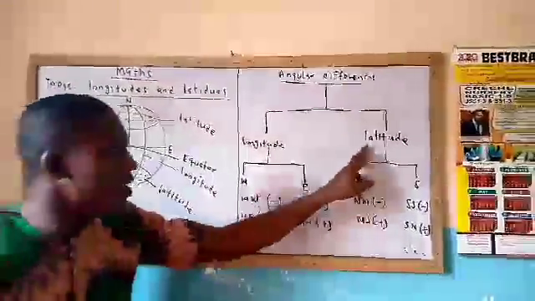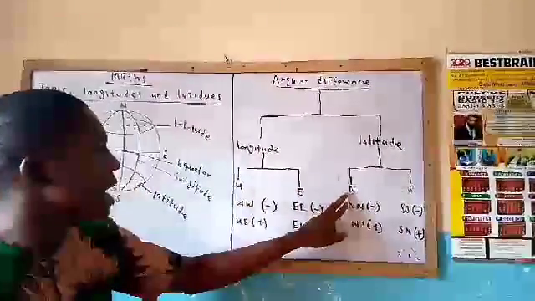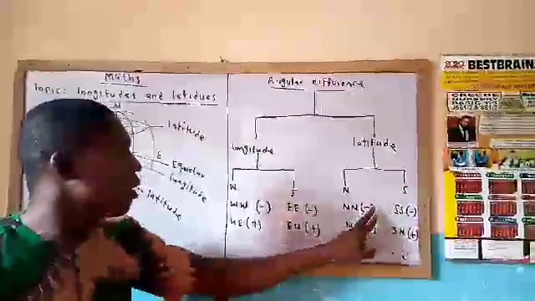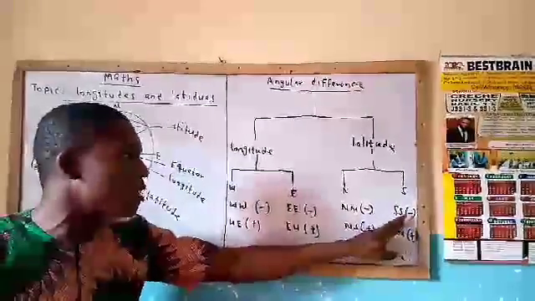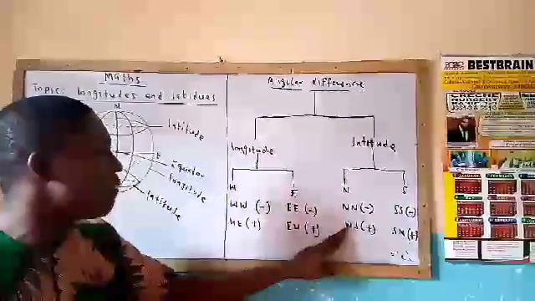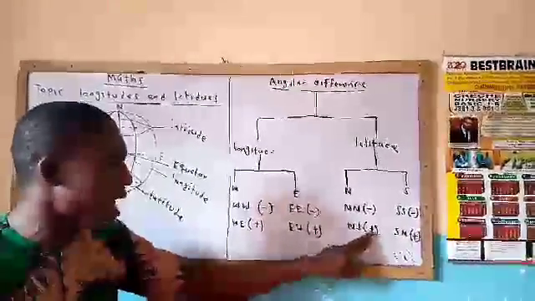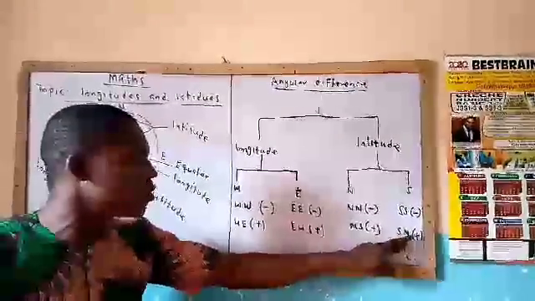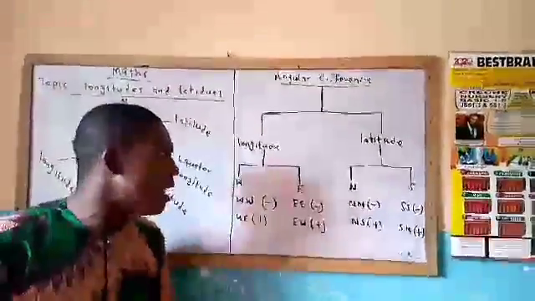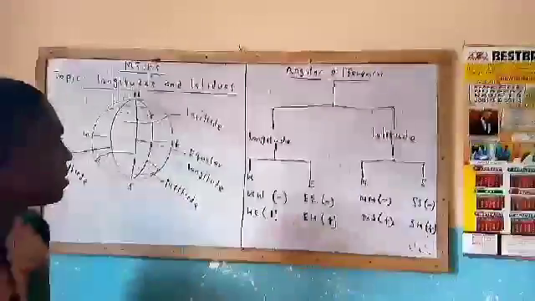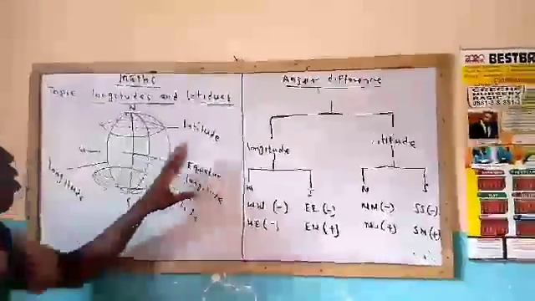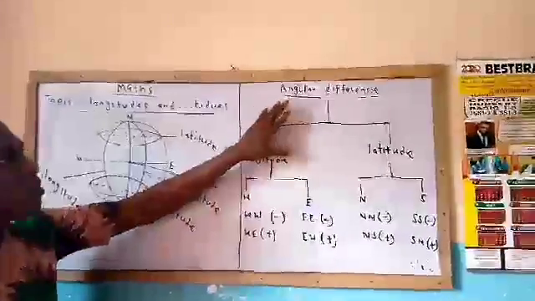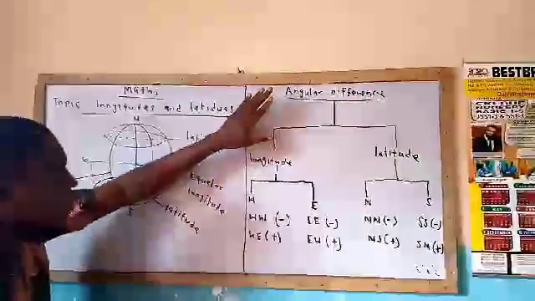Now, for the case of latitude, if we have north-north, we subtract them. Likewise, when we have south-south, we also subtract. If we have north-south, we add. If we have south-north, we also add. Now, what this is trying to show us is this: for us to calculate any part of the surface of the earth, we must fully understand the concept of angular difference. Very well.